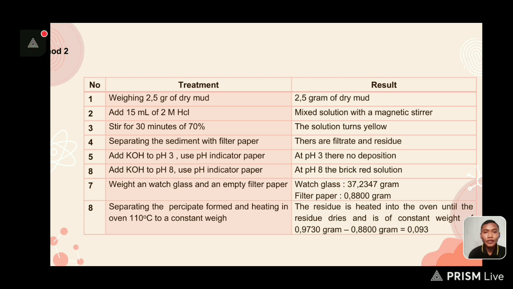Separating the precipitate formed and heating in the oven at 110 degrees Celsius to a constant weight. The residue is heated in the oven until the residue dries and is of constant weight.